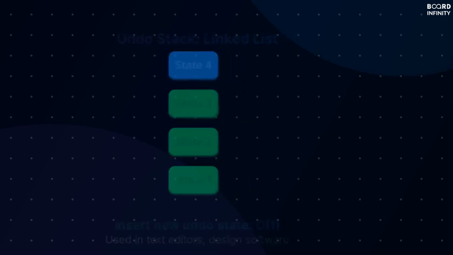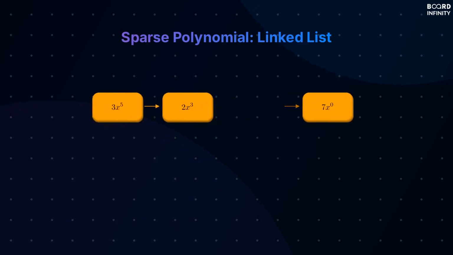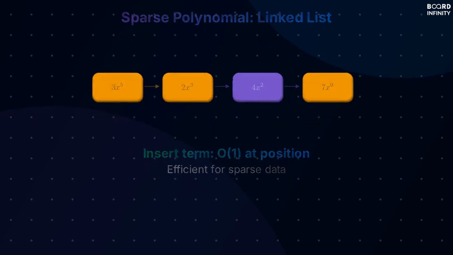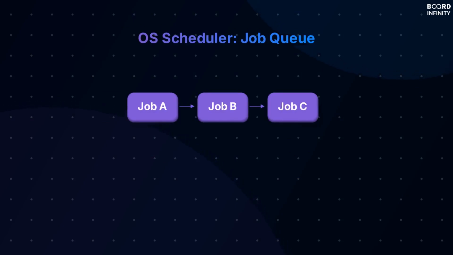And sparse polynomials are represented as linked lists of terms, saving memory and allowing efficient term insertion. This approach is highly efficient for managing data where many elements are zero or absent, optimizing storage and computation by only storing non-zero terms. Operating systems use linked lists for job scheduling queues, where processes are added dynamically.